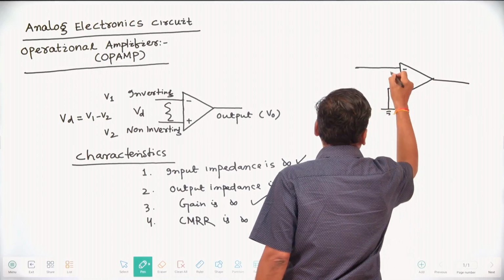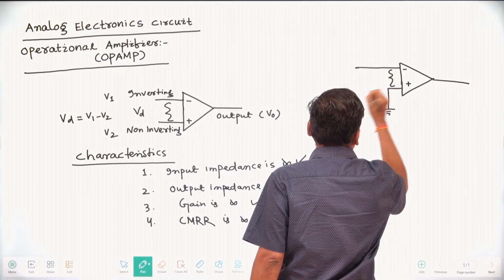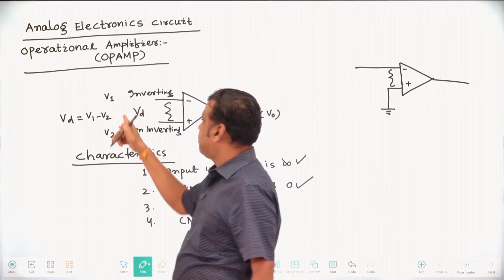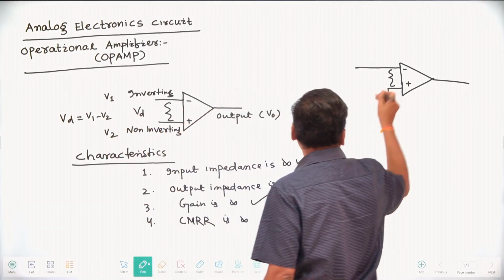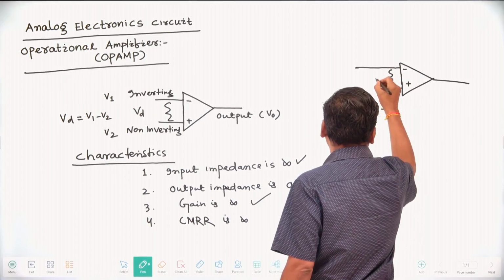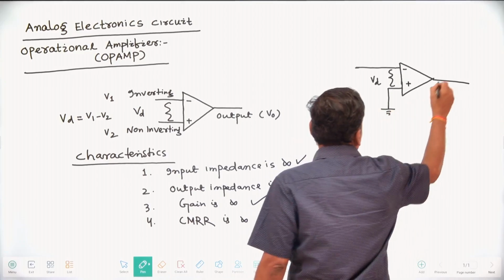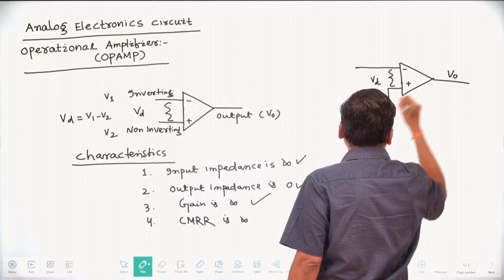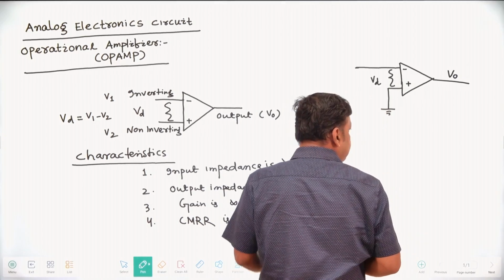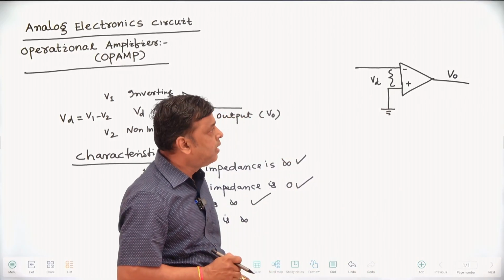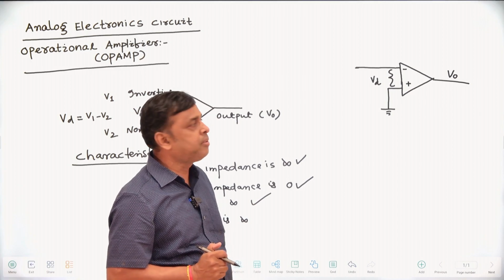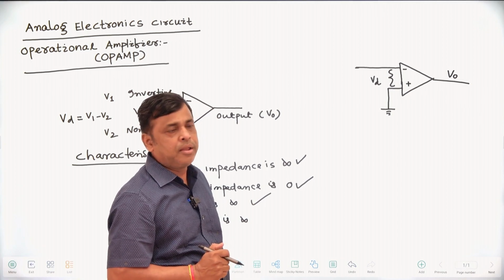So commonly this is your difference voltage. Already I told you, Vd equals this voltage minus this voltage; that is your difference voltage Vd. So we can say this is your V0. In an ideal operational amplifier, gain is infinite.